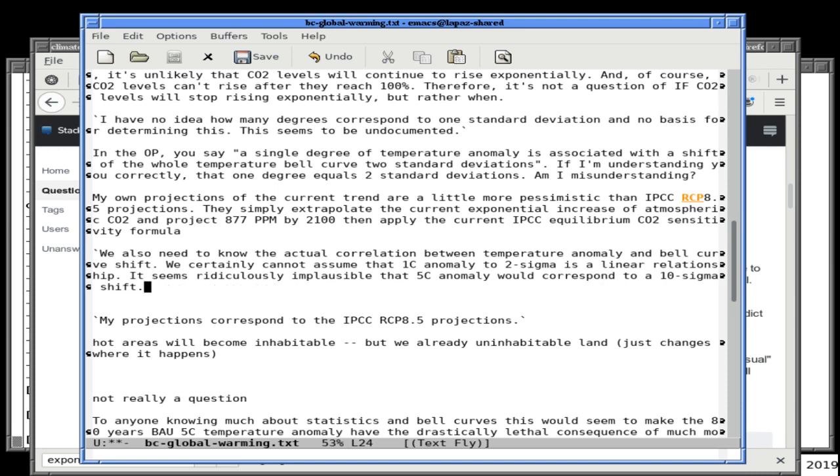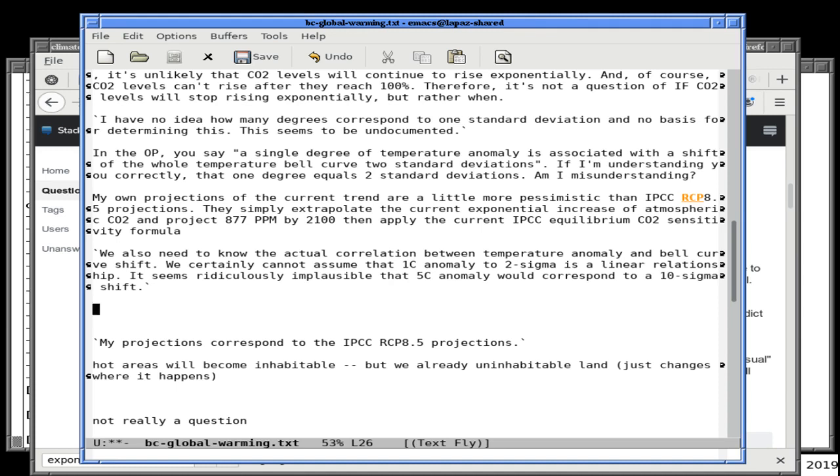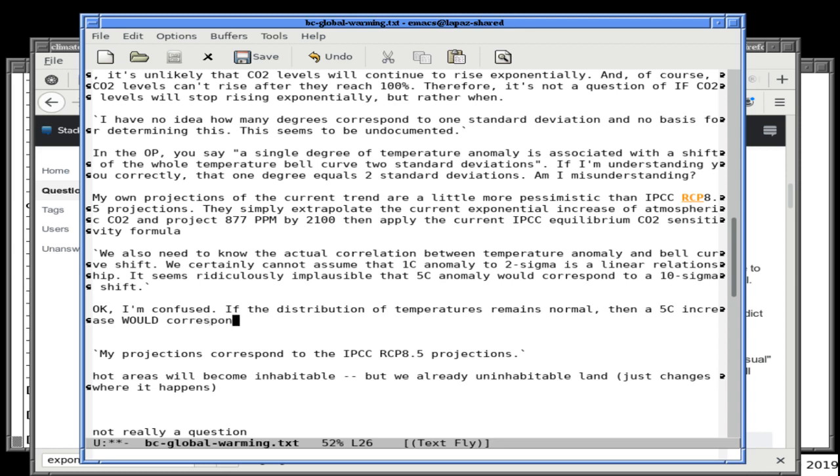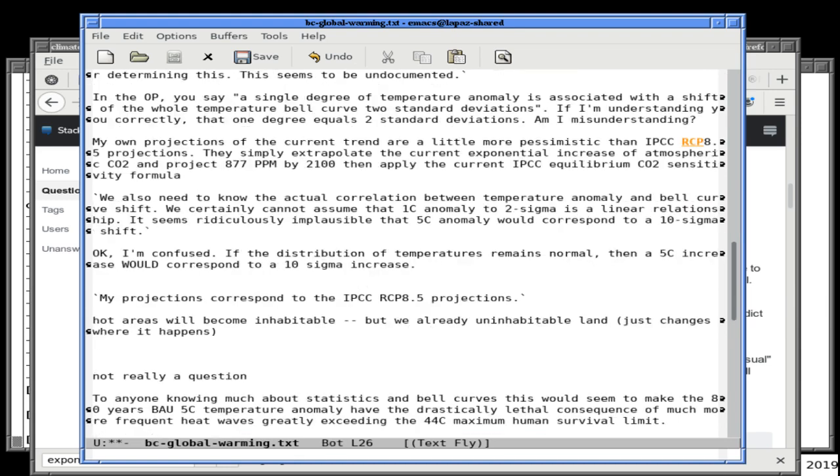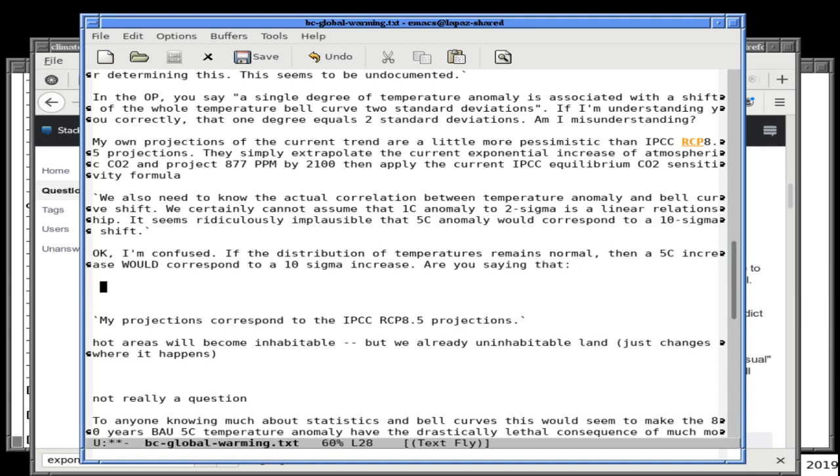So this is where I'm confused, because you might be saying something else here. If the distribution of temperatures remains normal, then a 5C anomaly, a 5C increase, we'll call it, would correspond to a 10 sigma increase. Are you saying that? There's a natural option here where it could be correct. The temperature distribution will no longer be normal, which could happen.